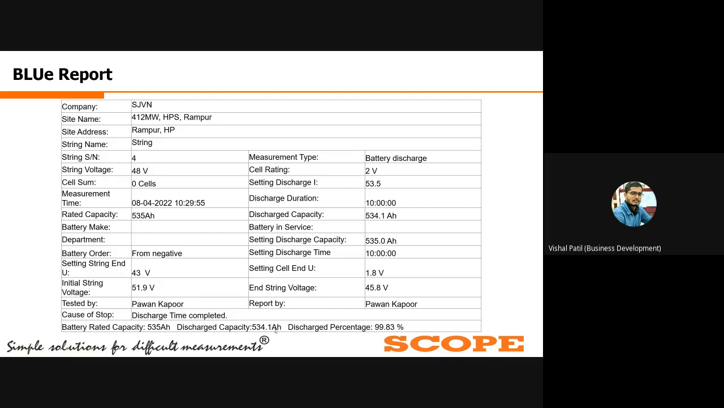So in the offer, generally we provide a per unit price of the battery loading unit and a per unit price of the cell monitoring unit. So you have to decide how many cell monitoring units you require based on the number of cells present in your premises.